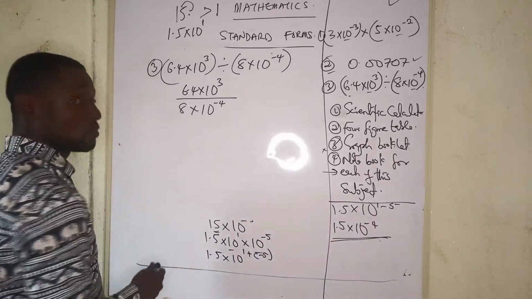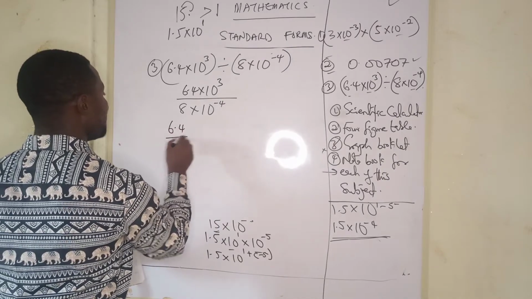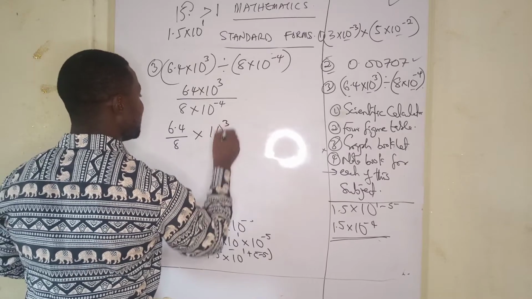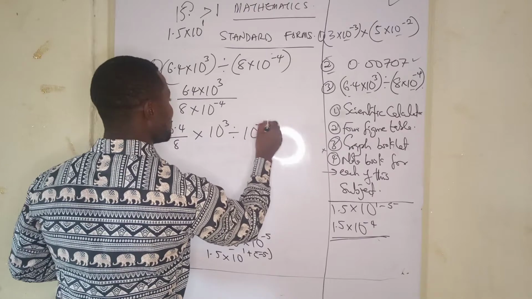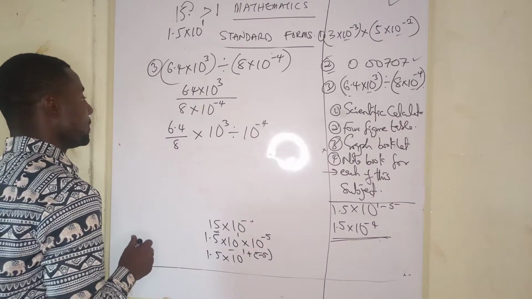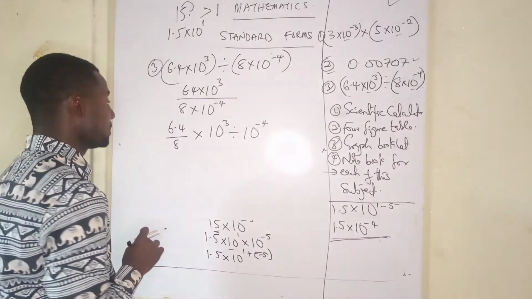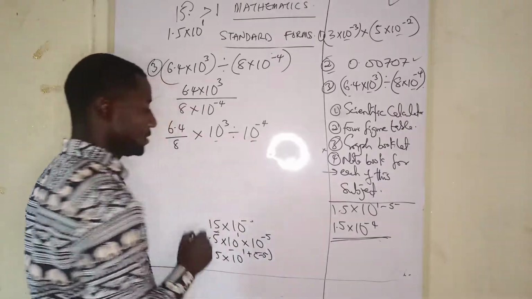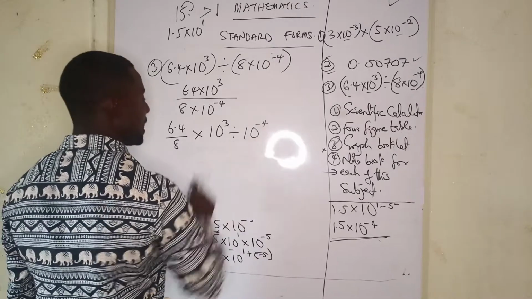Let's apply the same method we did in the first one. It will just be like this: 6.4 divided by 8 multiplied by what? 10 raised to the power what? 3 divided by 10 raised to the power what? Minus 4. Now, this side, we can use our calculator to do it. And this side will apply the law of what? Indices. That law of indices here is the law of division.